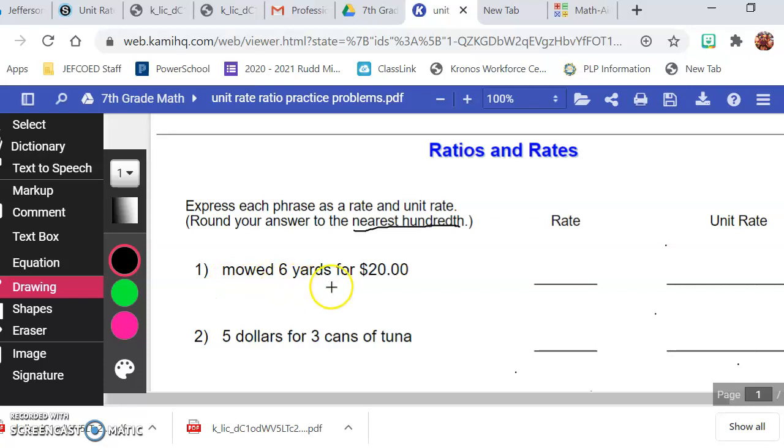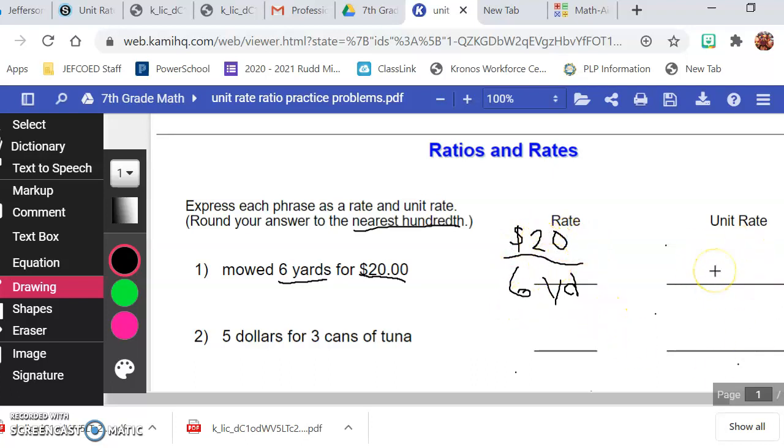So number one, mowed 6 yards for $20. Here we see that our important information is 6 yards and $20. Now, a huge hint, whenever you have money, that's typically going to be your numerator. So here for the rate, we're going to put 20 as our numerator on top. Notice I'm keeping the labels. On bottom, we're going to put the other number, 6 yards. I know it's a bit messy. So this is read $20 per 6 yards.